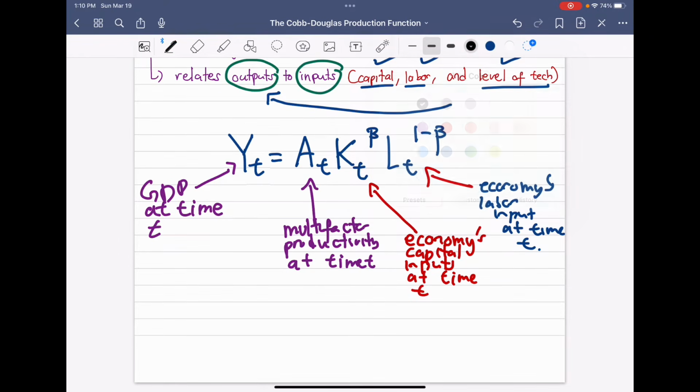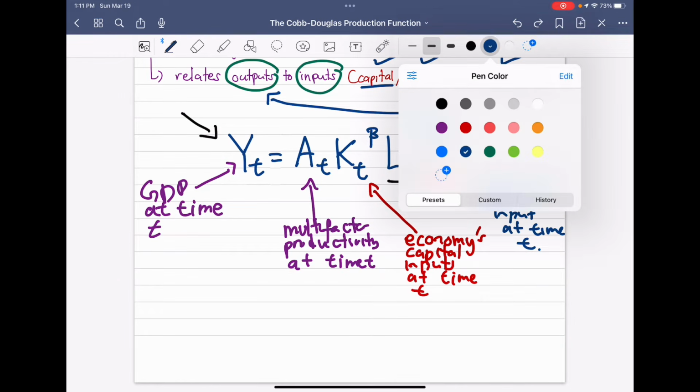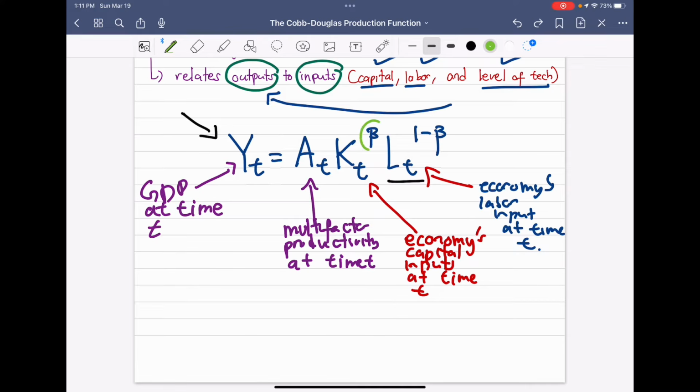We're trying to get output, which is Y_t, and to do that we combine A_t, which is our multi-factor productivity, like our technology. We have K_t, our amount of capital, and L_t, which is our amount of labor. We combine these inputs here to get our output here. And some of you now might be wondering, what is beta here? So K_t to the power of beta. What does beta mean? What does 1 minus beta mean?